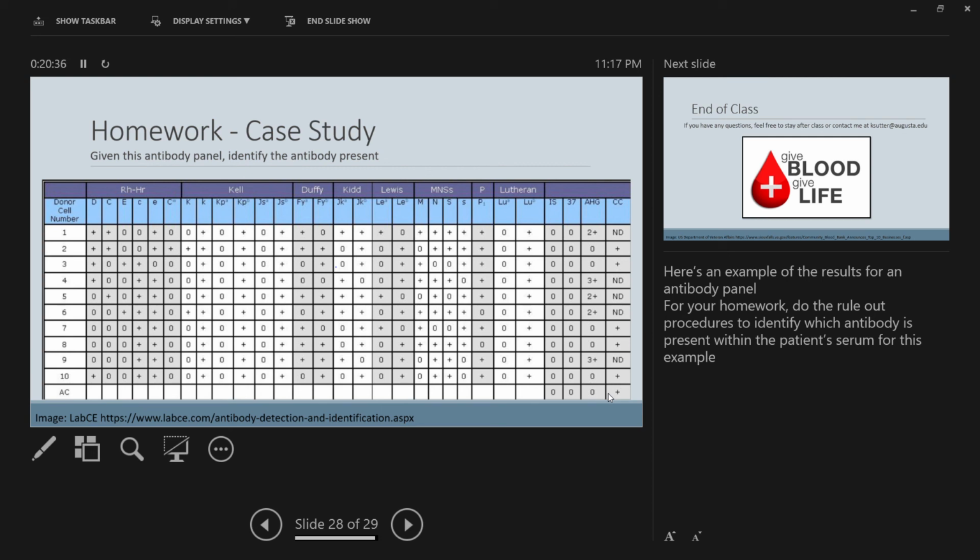So for your homework, here's an example of results for an antibody panel. Do the rule out procedures to identify which antibody is present, and we'll discuss the answer on Monday.